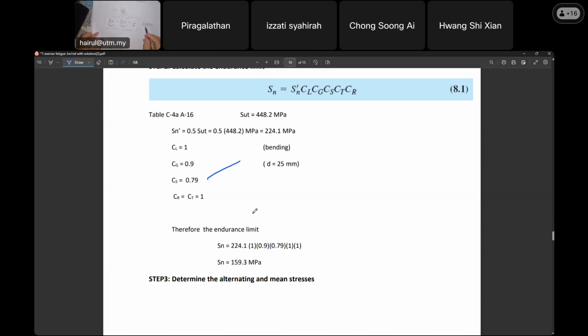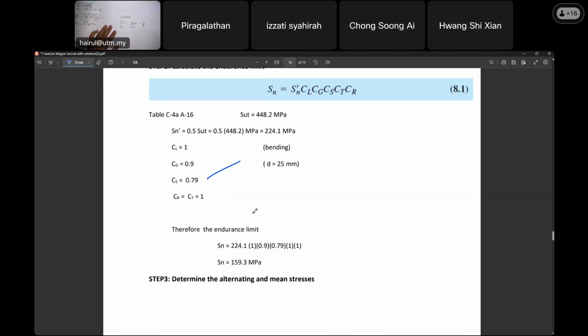This is the equation using Goodman theory, the Goodman line. So the safety factor: sigma EA, which we already calculated, is just our bending stress. Sigma EA over SN, SN being 159.3, plus sigma E mean over SUT, equals 1 over the safety factor. This is based on Goodman theory.